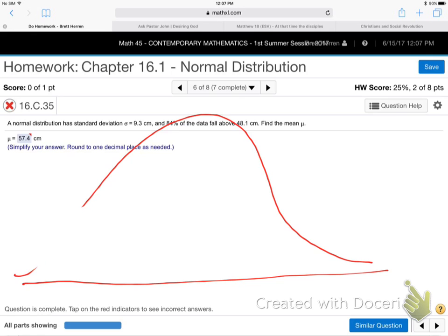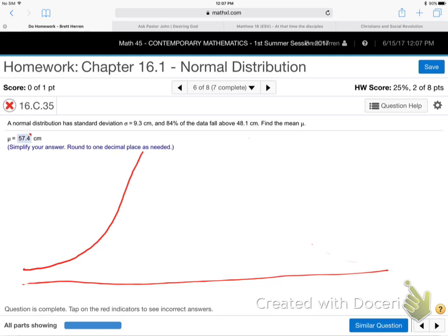Well, that wasn't very good. Draw yours a little better. A little more bellish. So let me try again. All right, that's as good as my drawing gets.